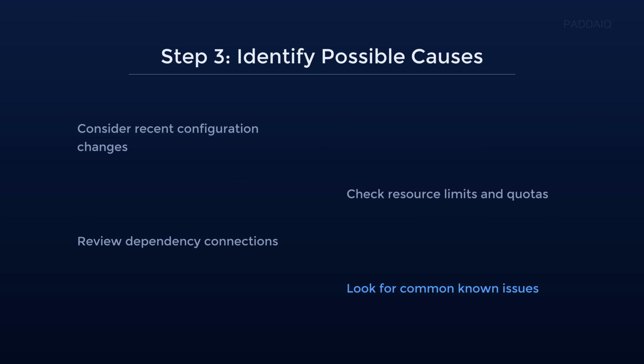Look for common known issues. This means checking documented problems that others have encountered before. For example, if your application isn't connecting to the database, first verify if it is a known network configuration issue in the SAP BTP documentation. Starting with these frequent problems saves valuable time and effort.